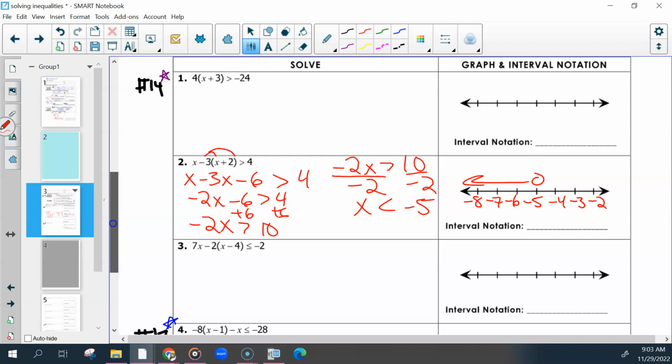Then your interval notation, you're going to read it left to right. So this is going to keep going left all the way towards negative infinity, so that's where I would start. Negative infinity always has a parenthesis. Where does it stop? Reading left to right. Where does it stop? -5. This is an open circle, so we're also going to put a parenthesis. So it'll look like that.